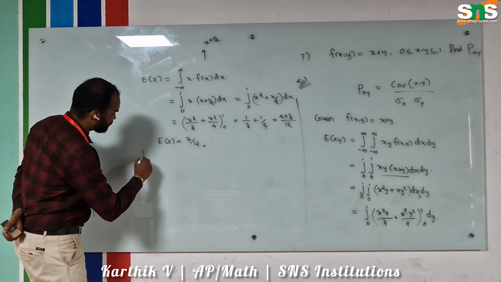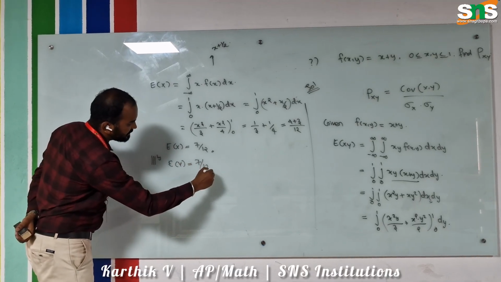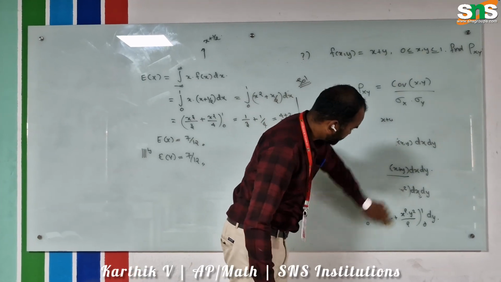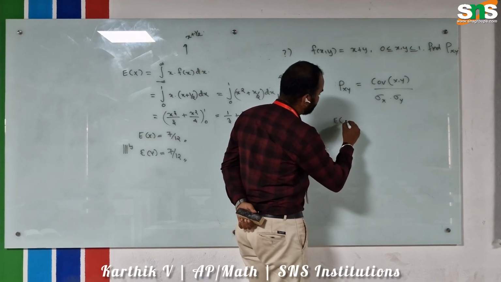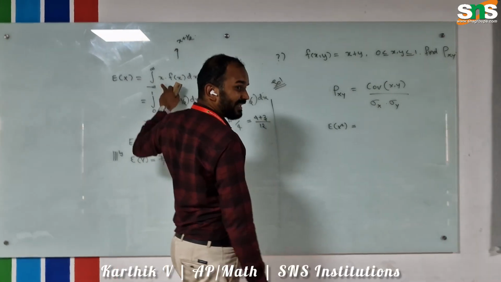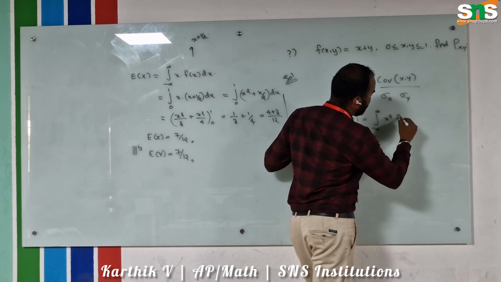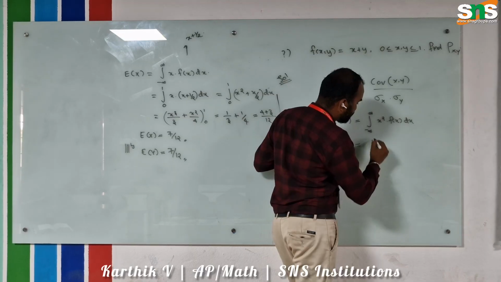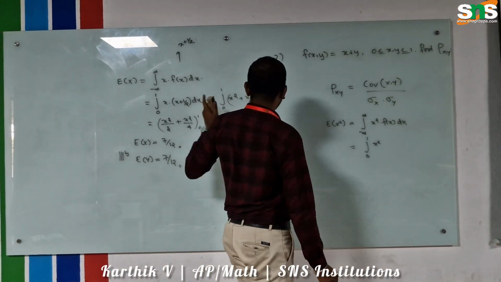In the same way, E of y value is also 7 by 12. Okay. Next step, we have to find E of x square. For E of x square formula, just replace x by x square. Minus infinity to plus infinity x square into f of x dx. The limits are 0 to 1. x square into f of x is x plus 1 by 2.